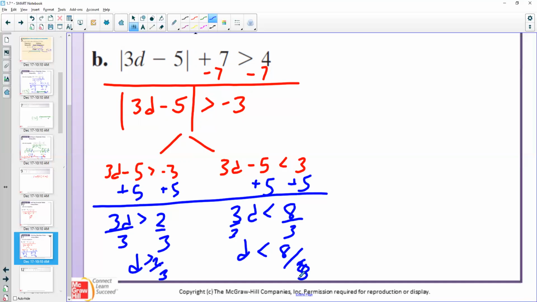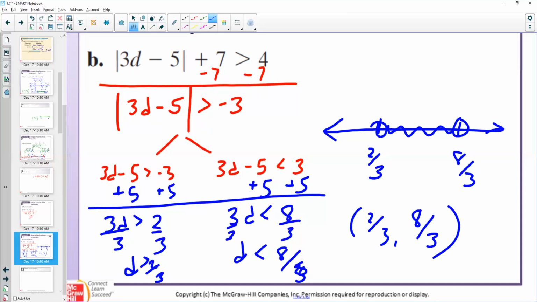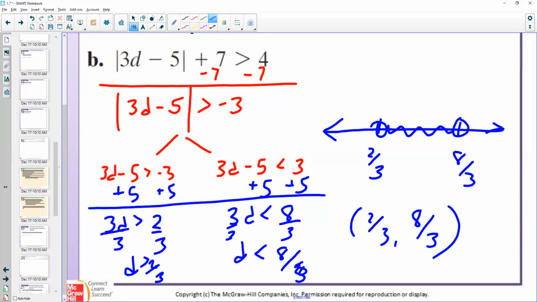So let's find out what that looks like. Sorry, I'm just checking to make sure I didn't do anything silly while I'm sitting here. So I have 2/3, and I know 8/3 is larger. I have open circles. It's greater than 2/3 and less than 8/3. And there we are. Okay? You just got to keep doing the work here.